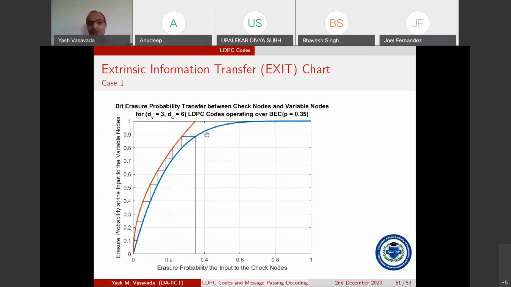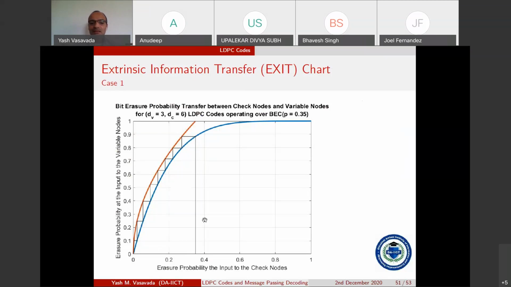Basically, what they do is they draw these 2 curves. The blue is called the information transfer from the check node to the variable nodes, and the red is the information transfer from the variable to the check. And the idea is that the decoder will go through this tunnel between the red and the blue, and it will go through the tunnel in this staircase manner. The number of steps of the staircase is the number of iterations that the algorithm will take to converge.